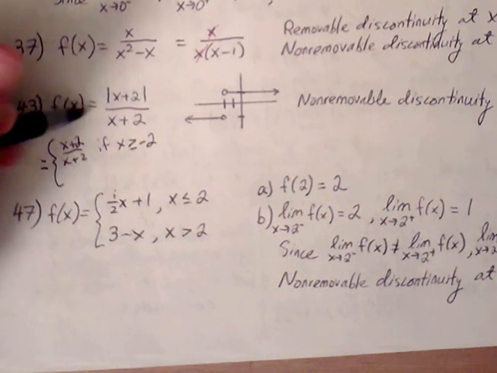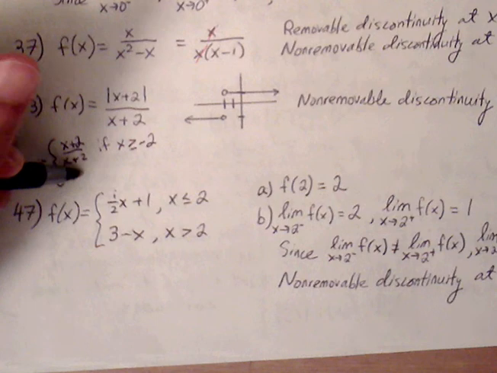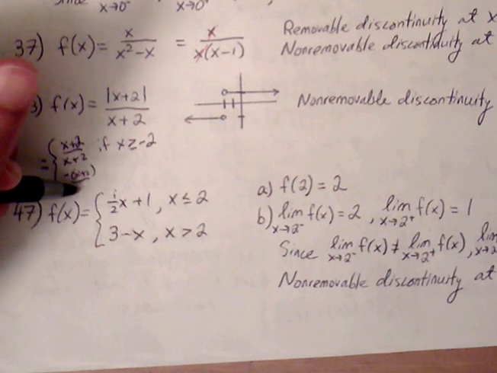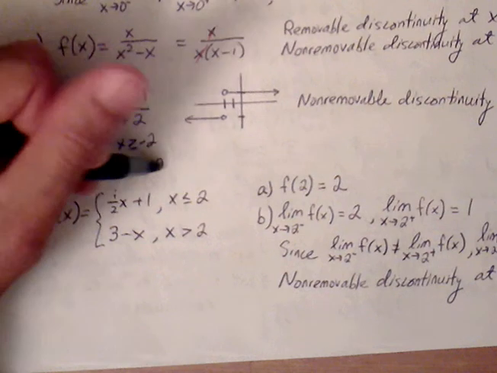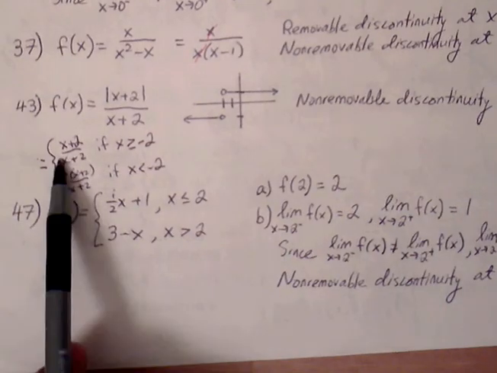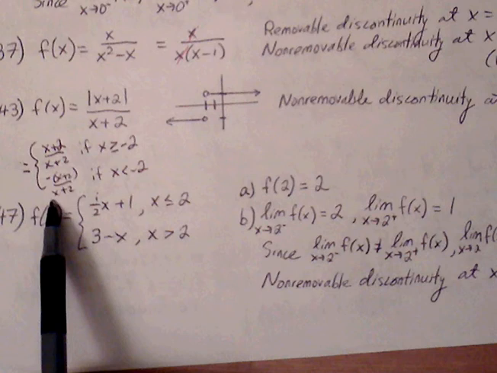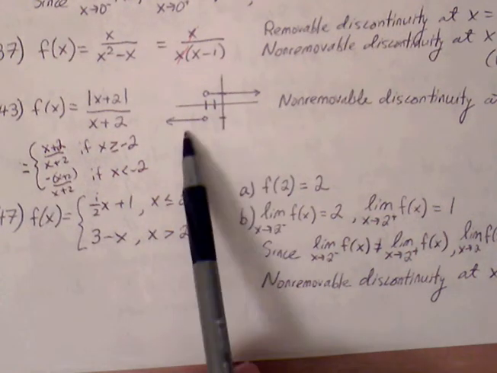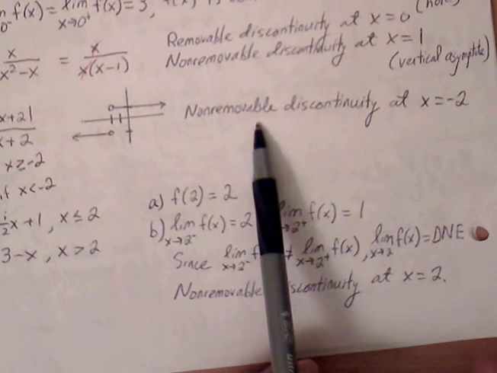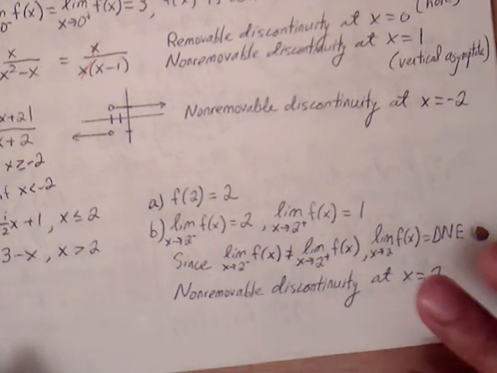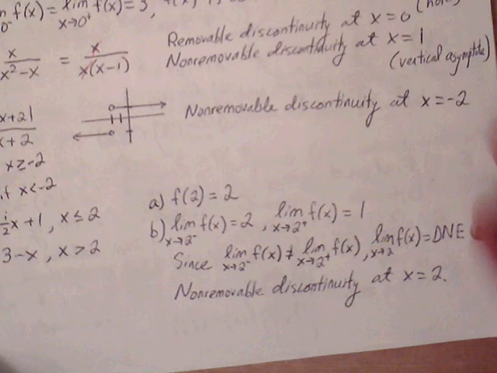And then we also have a negative version, so negative x plus 2 over x plus 2 if x is less than -2. So this reduces to +1, this becomes -1, so we have a graph that looks like this. And so there's a disconnect. We know there's going to be a non-removable discontinuity at x equals -2.